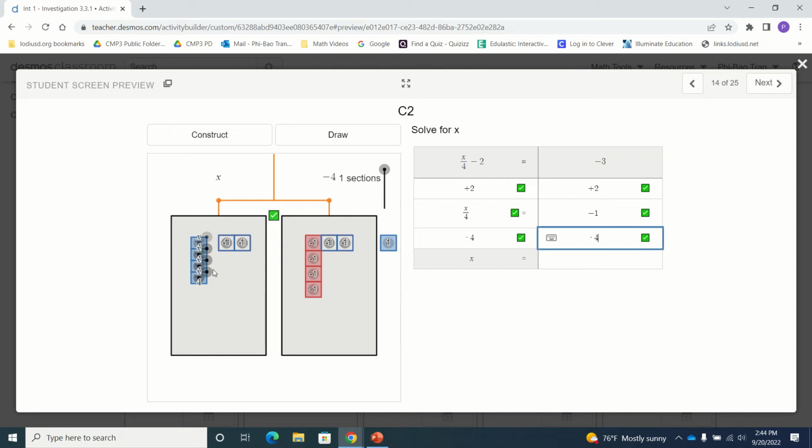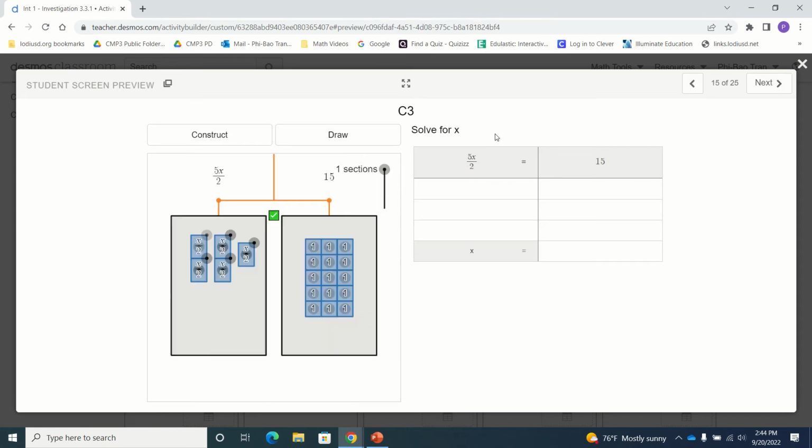So to make one full x, notice that these 4 parts make a complete x. I need 4 of these negatives. X equals negative 4. Okay, let's go over to C part 3.